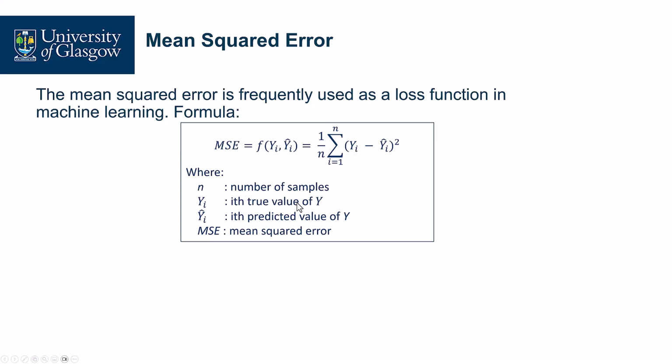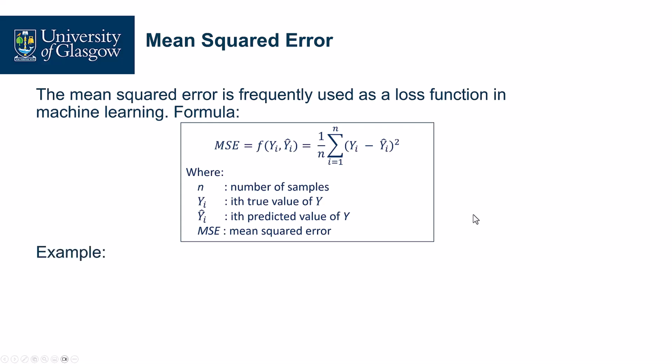yi is the true value of y, that is the ith element. And yi with the hat is the ith predicted value of y. We can see the formula is here. We first get the difference between them, then raise it to the power of 2, then we get the average: sum them together and divide by n, where n is the number of samples. This is the definition of the mean squared error.